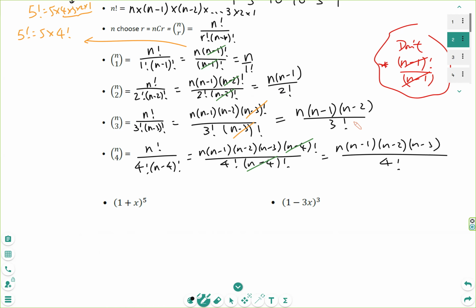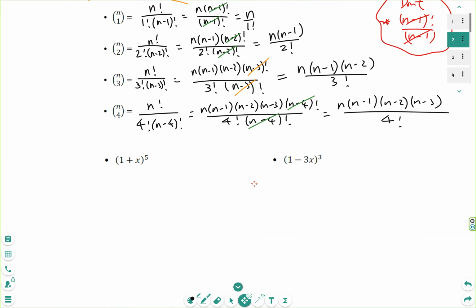That's why we don't simplify it, so we can see a pattern. Sometimes the simplest version is not the best. Keep it raw, keep it natural, that's a good thing. All right, 2 factorial, 3 factorial, 4 factorial, and you can imagine n choose 5 will have 5 factorial. Anyway, we'll actually come back to this in a bit after this expansion.